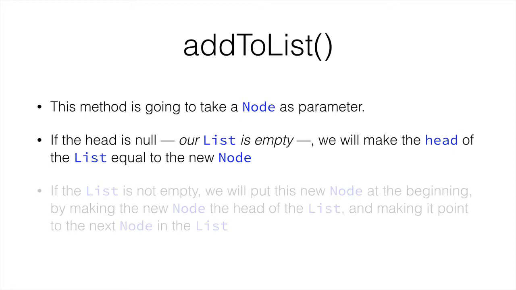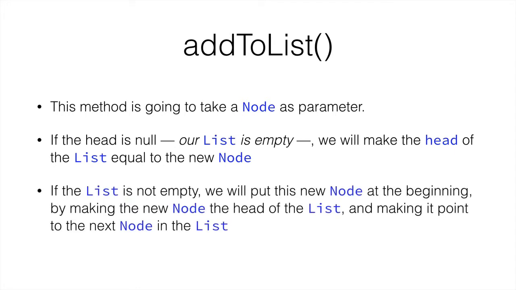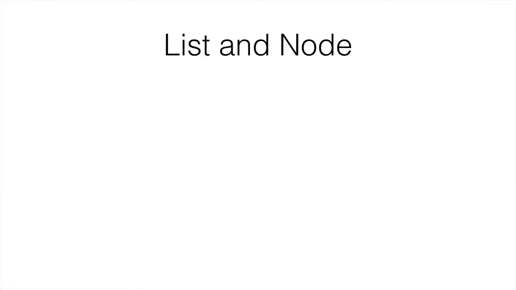If the list is not empty, it gets a bit more complicated. We will put this node at the beginning of the list by making the new node the head of the list, just as we've done. However, we will make the new node point to what used to be the head of the list, effectively putting this node in between the list and the head. I'll show you what I mean with a graphical example that I think will be easier to understand.